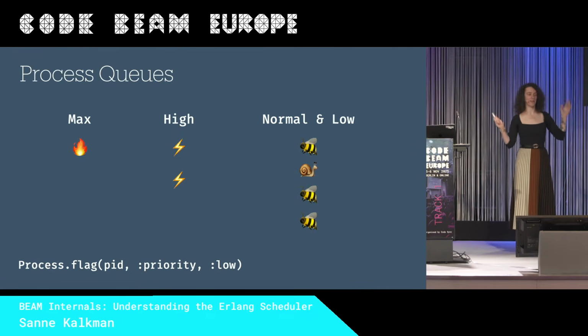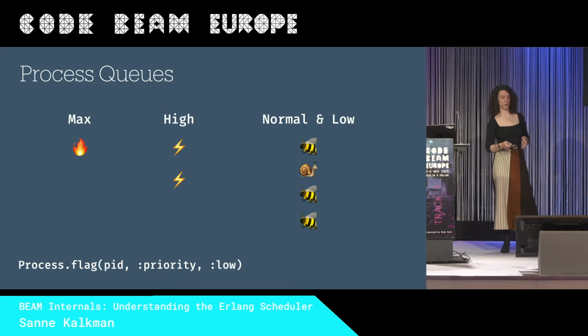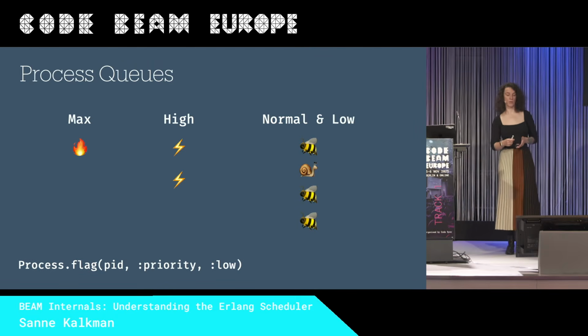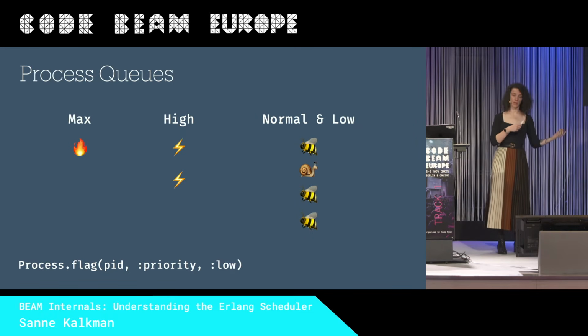So max is blocking, right? If something comes in with max priority, we do nothing else until the max priority queue is empty. And the same goes for the high priority. We do nothing else until the high priority queue is empty. Normal and low are a little bit different. So you can see my beautiful snail right there. That's a low priority task. What happens with the low priority tasks is that they go through the queue 7 times before they get picked up. So normal priority tasks don't block the low ones. It just takes longer for the low priority processes to get picked up.